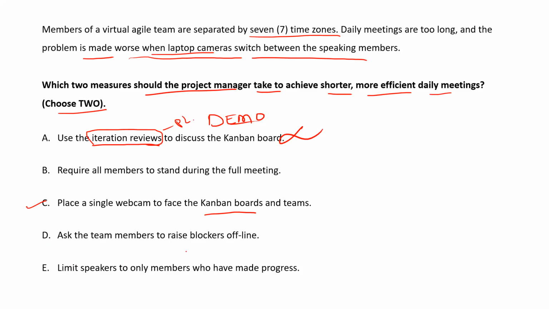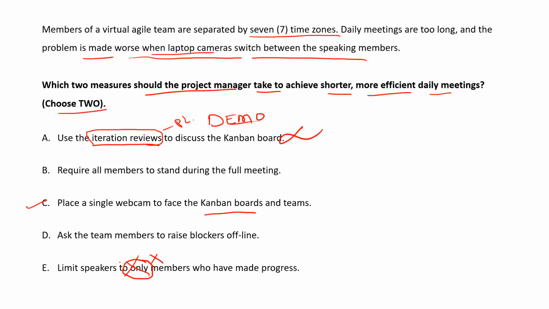Ask the team member to raise blockers offline and limit speakers to only members who have made progress. I told you, this can be the right answer in any right situation. No. I told you, if you find all, suddenly, every, they can never be the right answer. So these are gone. So now we have to choose 2, right? B, C, and D. Which one I have to use?